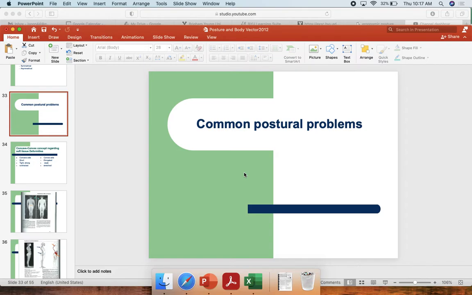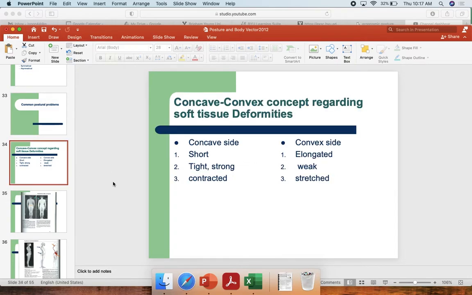This video will be covering common postural problems that you may see in an everyday population. So before we get into some of the specifics, I wanted to cover a generality. With a lot of our faulty postures, what you end up developing in the body is a part of the body that's going to be concave, and a part of the body that's going to be convex.